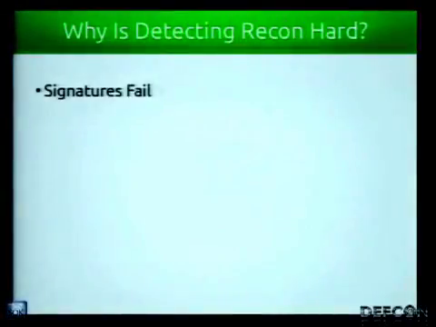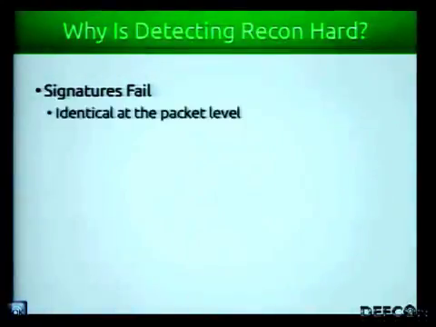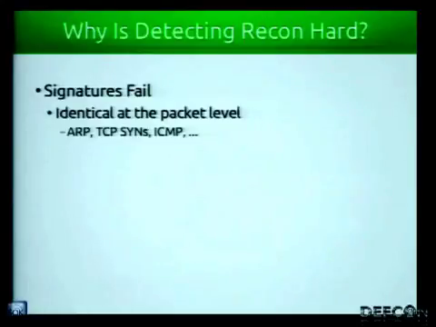So why is detecting reconnaissance hard? I think one of the major reasons is that signatures completely fail. If you think back to how you perform reconnaissance, it's all identical at the packet level. You do a TCP SYN, and TCP SYNs happen all the time. You can't put a firewall signature on that, or you could maybe, but you'd be inundated with false positives. ARP, TCP SYNs, ICMP, all this stuff is just the normal workings of networks. That's just how TCP/IP works. You can't just put a firewall signature rule on that stuff.